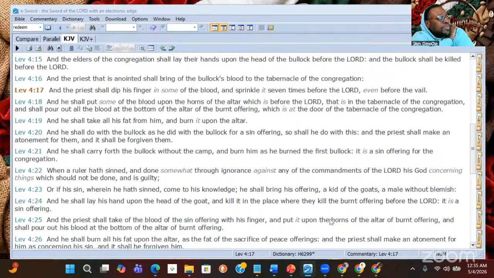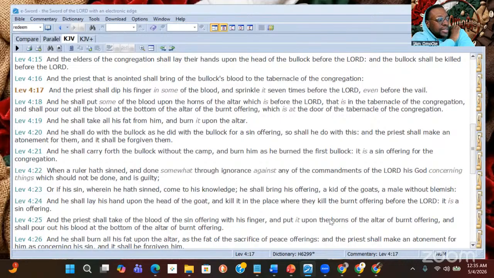And he shall put some of the blood upon the horns of the altar, which is before Jehovah, that is in the tabernacle of the congregation, and shall pour out all the blood at the bottom of the altar of the burnt offering, which is at the door of the tabernacle of the congregation. And he shall take all his fat from him and burn it upon the altar. And he shall do with the bullock as he did with the bullock for a sin offering.